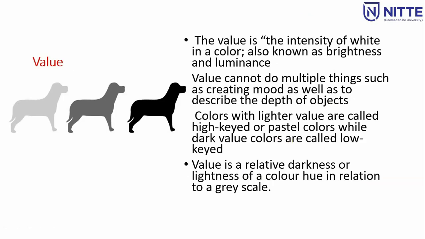Next is value. Value is basically the amount of light and dark in an artwork. It is the intensity of white in a color, also known as brightness and luminance. Value can do multiple things, such as creating mood as well as describing the depth of the object. Colors with lighter value are called high-keyed or pastel colors, while dark value colors are called low-key.